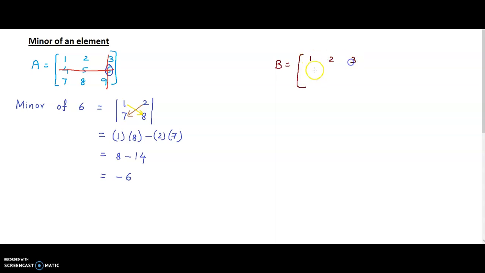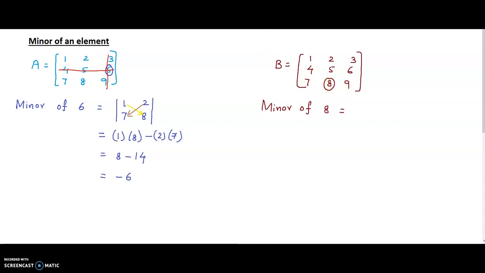Let us consider the similar elements 1, 2, 3, 4, 5, 6, 7, 8, 9. Let's move on and find the minor of any one element from this matrix. So let us take the minor of 8 for example. So where is 8? 8 is in the second column and it is in the third row.